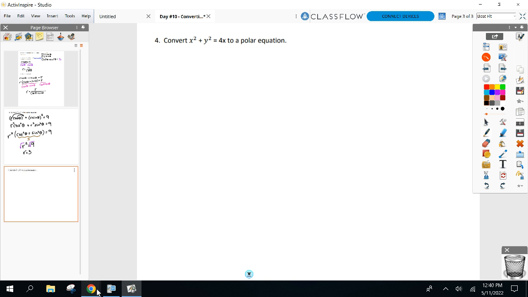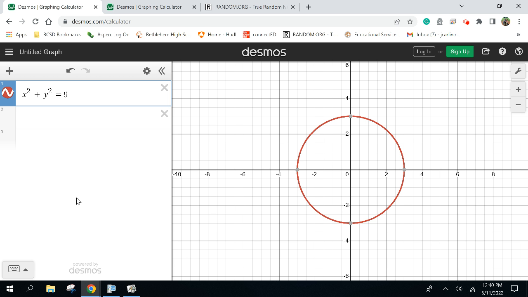All right, you ready? Last one. Just take a peek at what this looks like on regular graph paper. It's still a circle, but now moved over. So this is what we should end up with at the end.